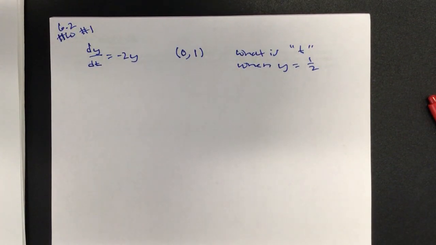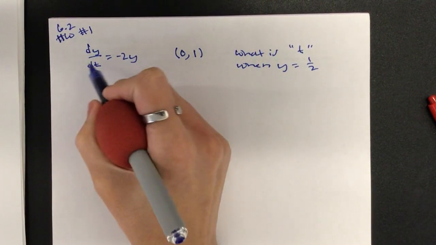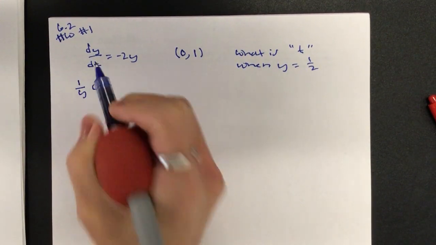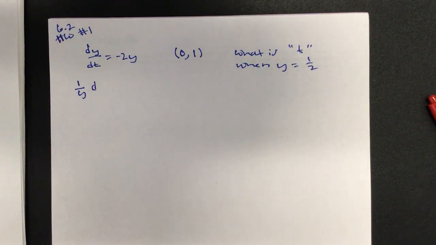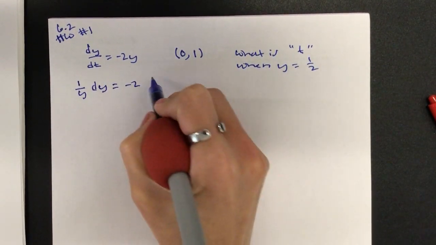So it says that given the differential equation, we have to go ahead and solve for y. The first thing we're going to do is cross multiply. But really, in the end, for cross multiplying, I'm going to move the dt over and move the y over. And it's going to look like 1 over y dy is equal to negative 2 dt.